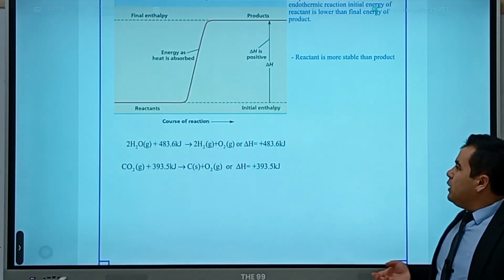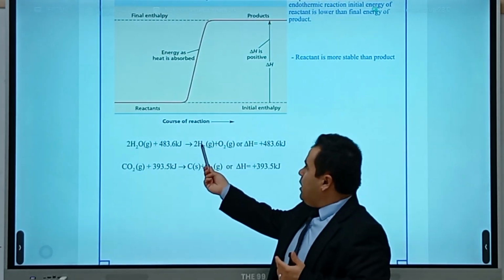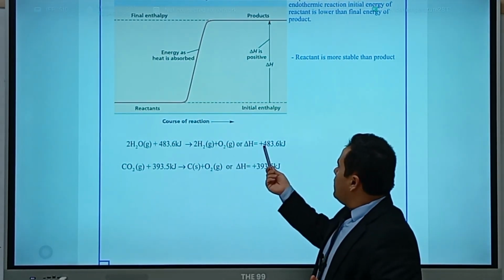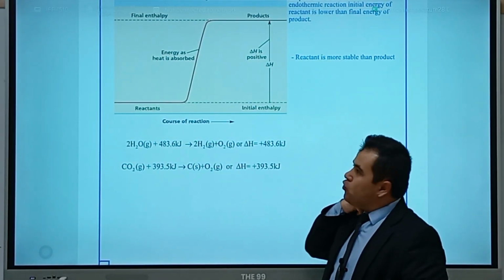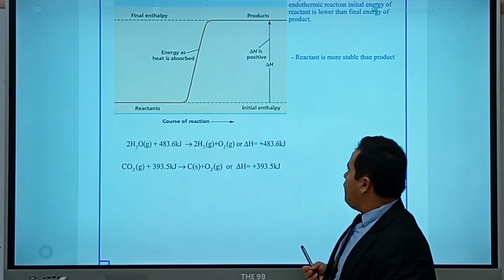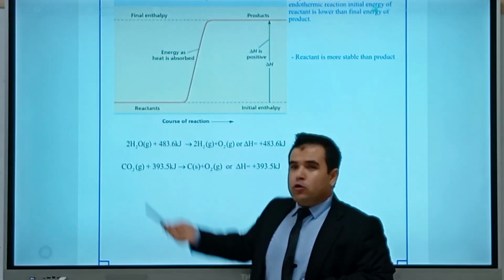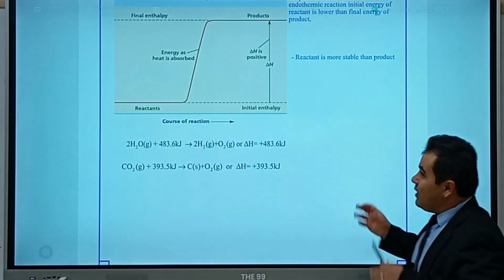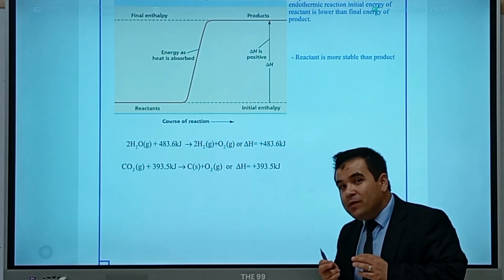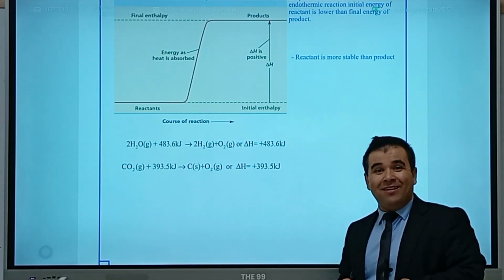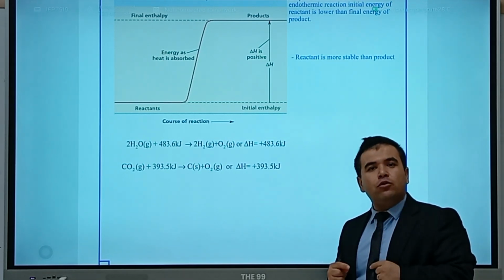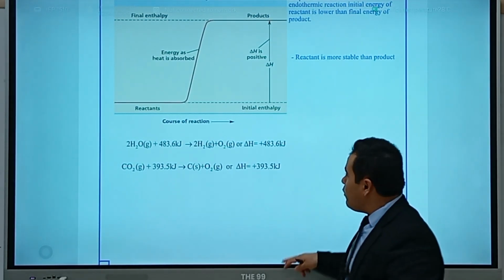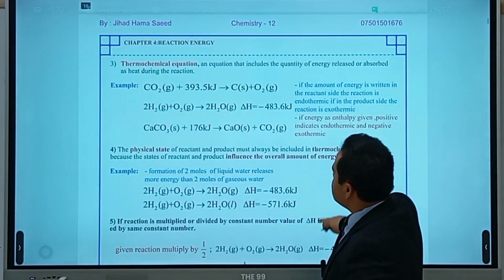Those are examples for the endothermic: the decomposition of H2O, just the reverse of the above, needs 483 kilojoules. Decomposition of CO2 needs 393.5 kilojoules. So guys, usually the breaking processes are endothermic. Formation processes, or formation of bonds, are exothermic. Breaking bonds are endothermic.